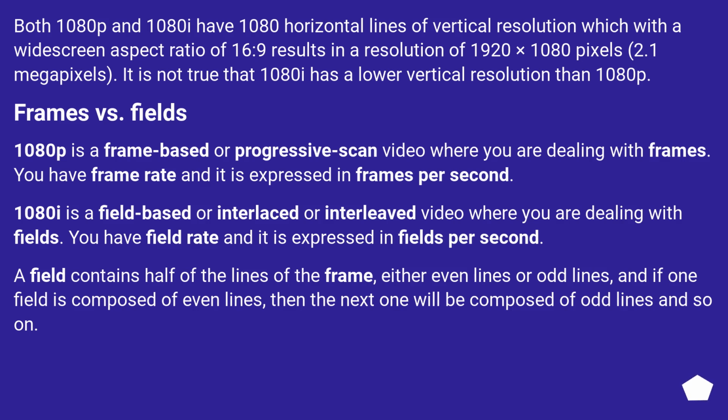Frames versus fields. 1080p is a frame-based or progressive scan video where you are dealing with frames. You have frame rate and it is expressed in frames per second. 1080i is a field-based or interlaced or interleaved video where you are dealing with fields. You have field rate and it is expressed in fields per second. A field contains half of the lines of the frame, either even lines or odd lines, and if one field is composed of even lines, then the next one will be composed of odd lines and so on.